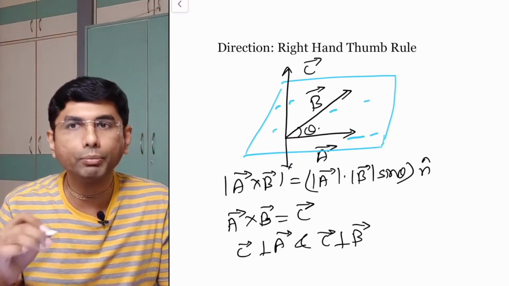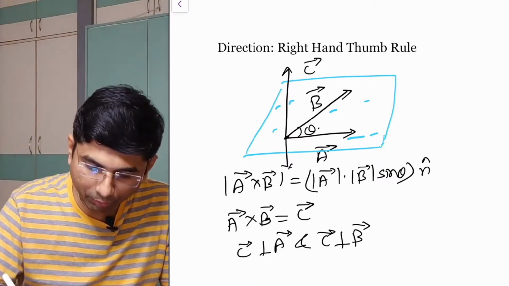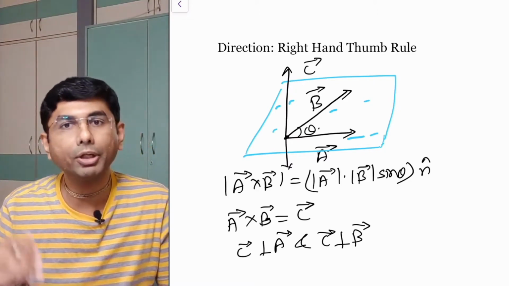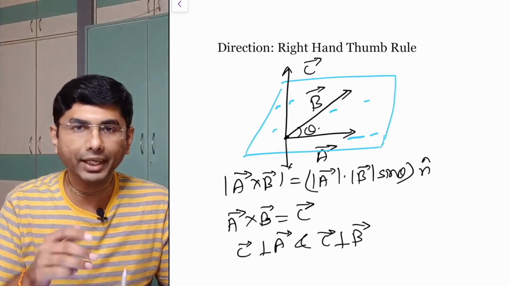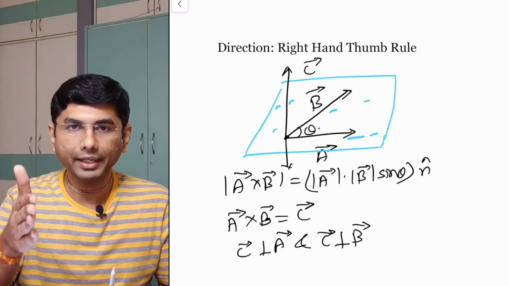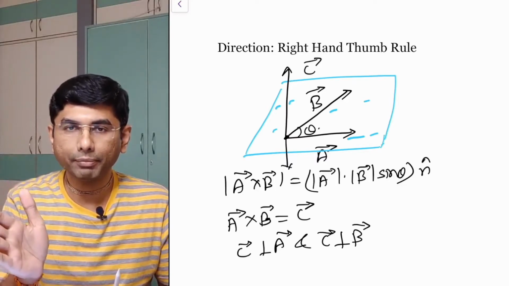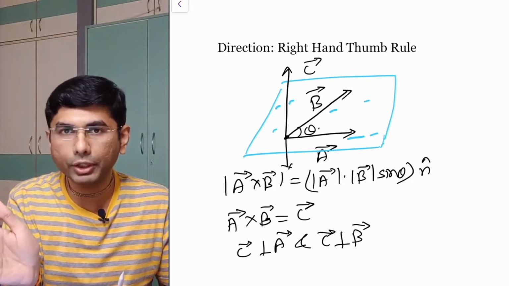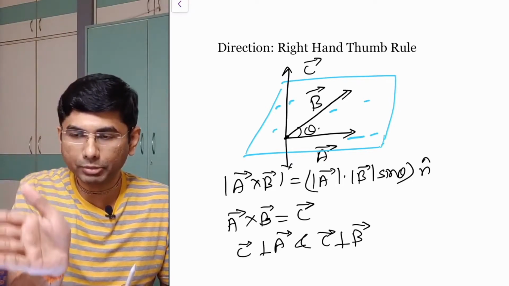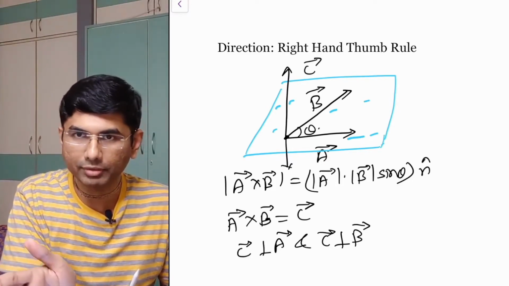We have to first join both the vectors. They are joined here at one point. This is the first step. After joining them, we have to curl our fingers from the first vector to the second vector. We have to use our right hand, from A vector to B vector. You have to curl your finger, placing your finger on the joint.